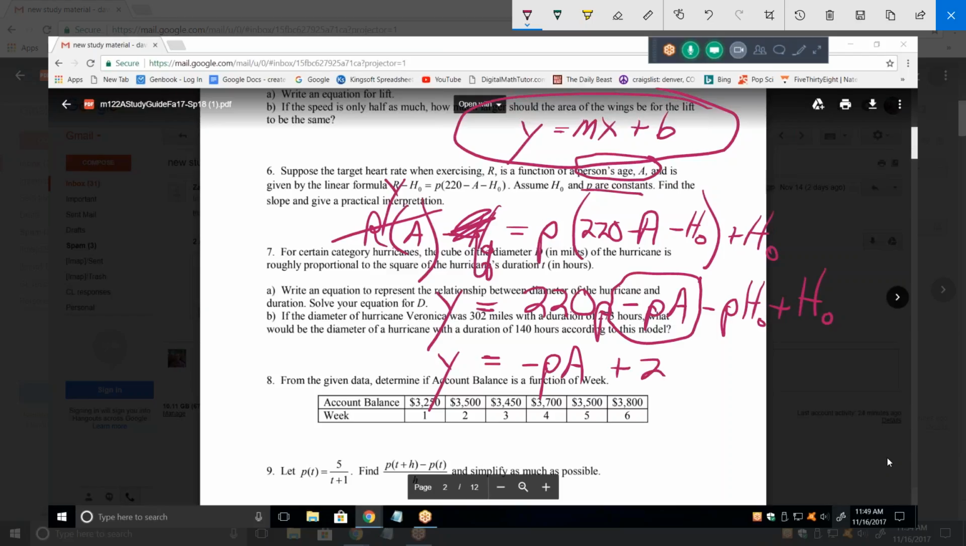Everything else can be combined as a number. Every one of these is a constant. That means it's the number. So all of that is little b. But they're not asking about little b. They're asking about slope. The only thing they wanted to know was slope and then give a practical interpretation of it.